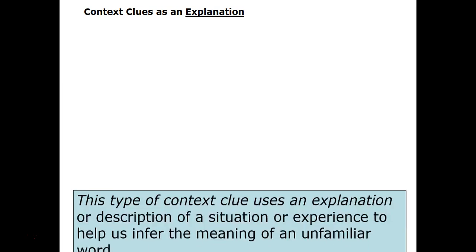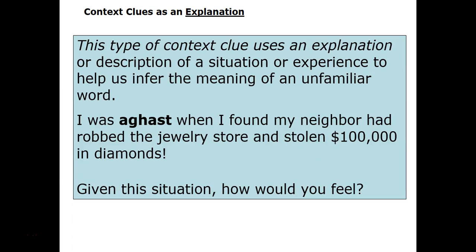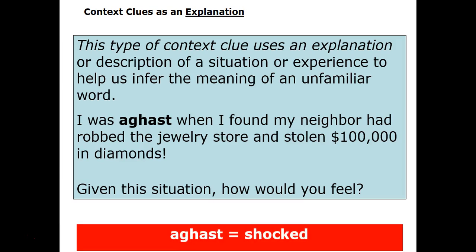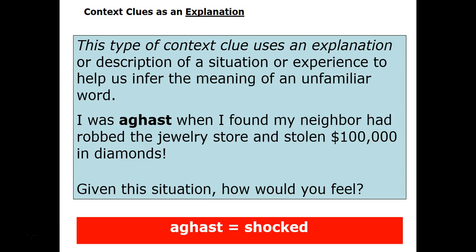Context clues can also be an explanation. This type of context clue uses an explanation or description of a situation or experience to help us infer the meaning of an unfamiliar word. So I was aghast when I found my neighbor had robbed the jewelry store and stolen $100,000 in diamonds. Given this situation, how would you feel? Would you be sad? Would you be surprised? Would you be scared? Aghast is shocked, right? That's just the common familiar feeling that you would have.